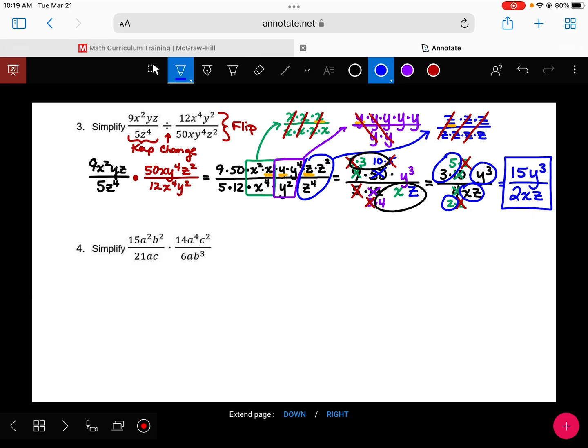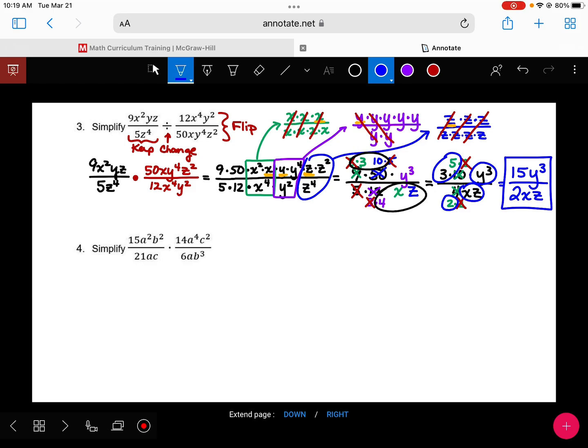So questions 1 and 2 on the review are simplifying questions. Adding and subtracting are problems 5, 6, and 7, so 5, 6, and 7 to practice adding and subtracting. And then multiplying and dividing would be 3, 4, 8, and 9.